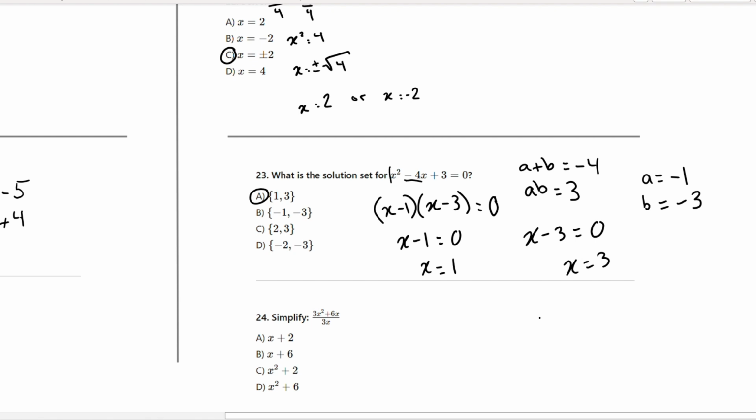All right, and last but not least, simplify 3x squared plus 6x over 3x. So what that would equal is 3x squared over 3x plus 6x over 3x, right? 3x squared over 3x would just be x, right? Just divide by 3x, and you get x, plus 6x over 3x, you would just get 6 over 3, which is just 2. So the choice would be A.